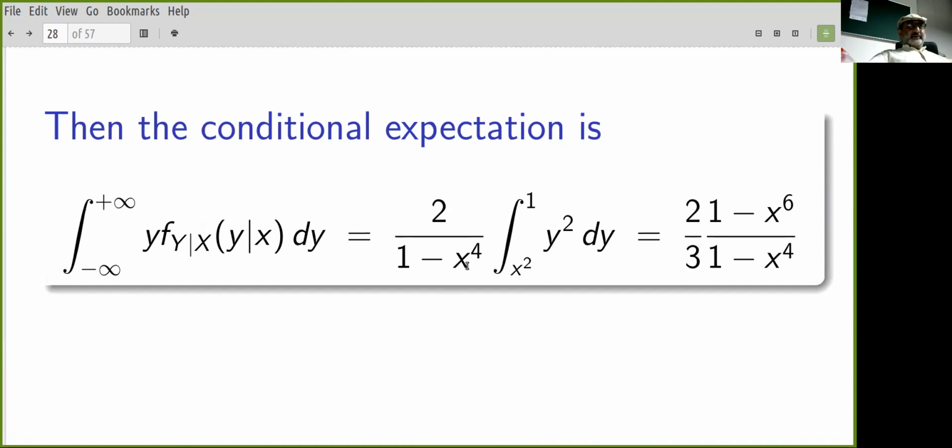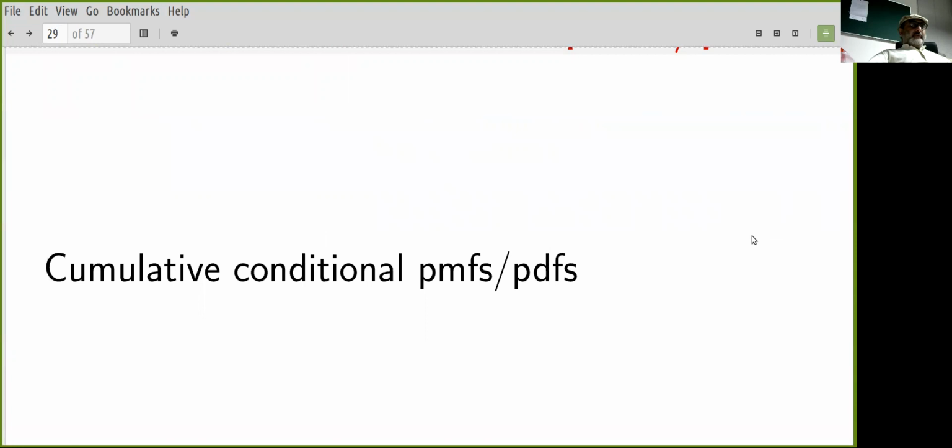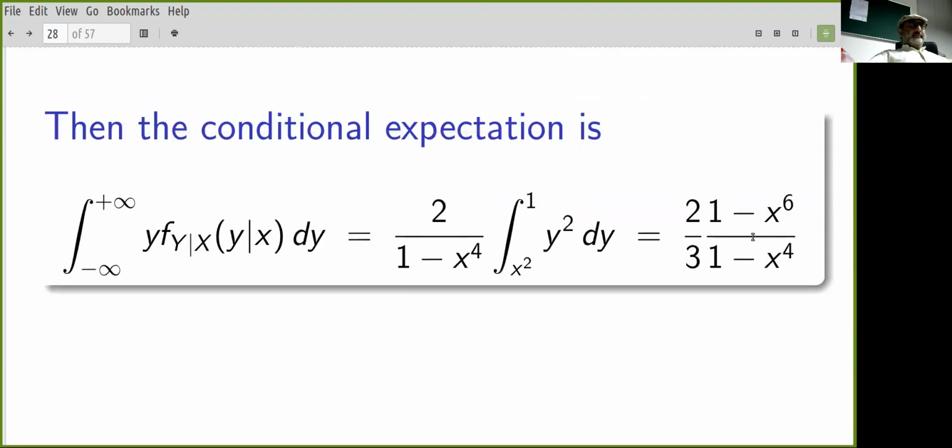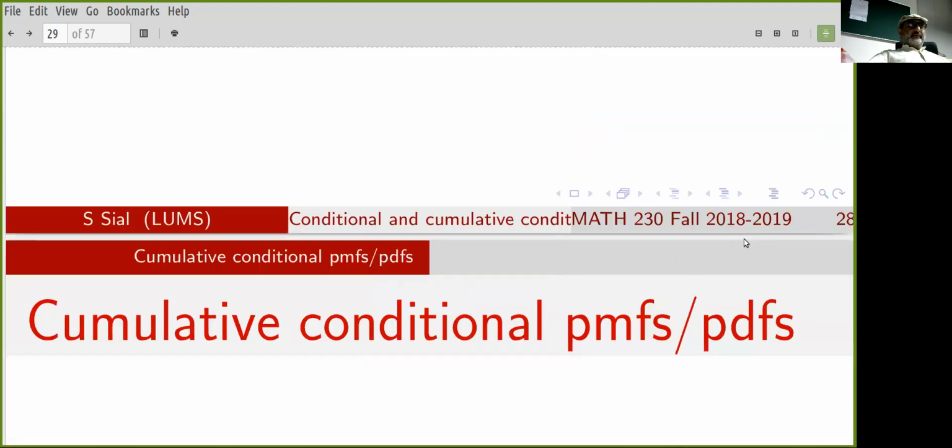x is being held constant here, right? It's for y given x. So we can pull out any function of x outside. And then if we do the integration, we get 2/3 of 1 minus x to the 6th divided by 1 minus x to the 4th. Two examples of finding conditional expectations.